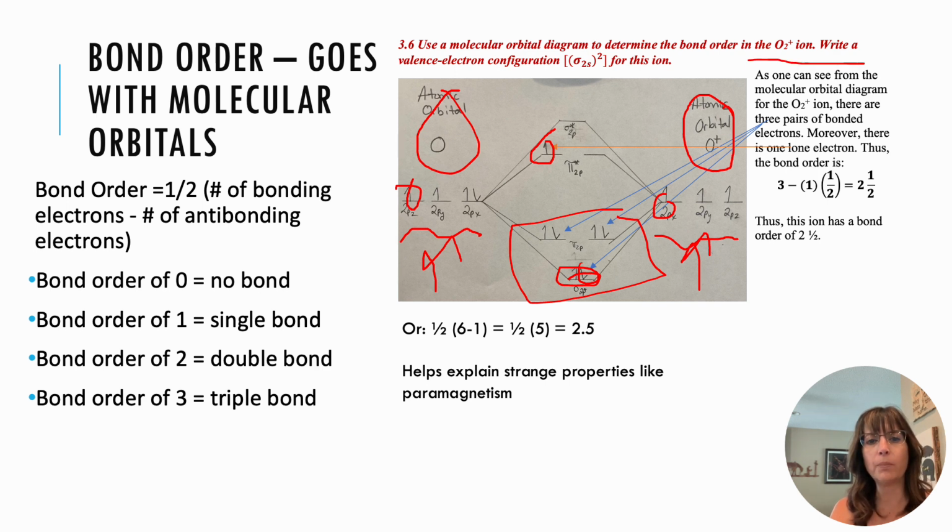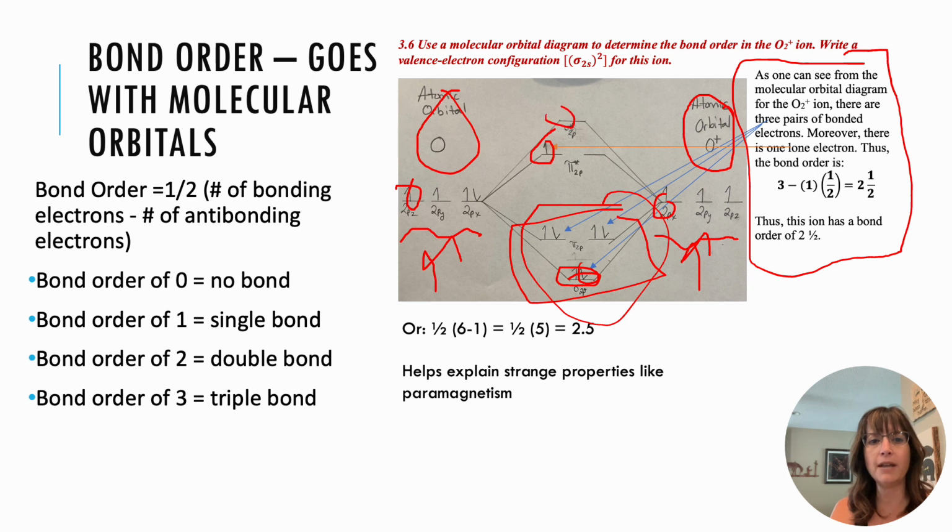This little piece right here is what I actually included in my homework assignment. I kind of did the math in pieces. You have 6 bonding electrons, so I already divided that by 2, and you get 3. You only have 1 in the anti-bonding, and that's a half. What's 3 minus a half? 2.5. So this has a bond order of 2.5.